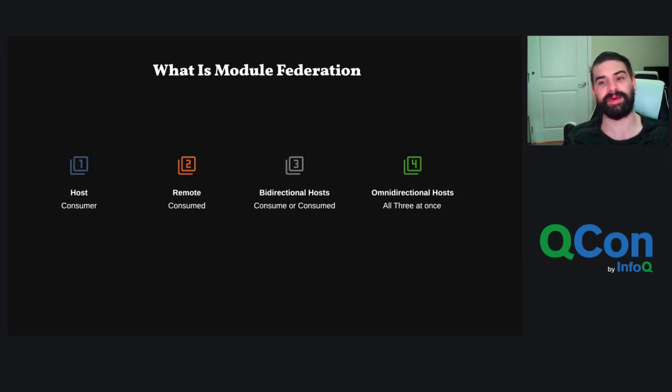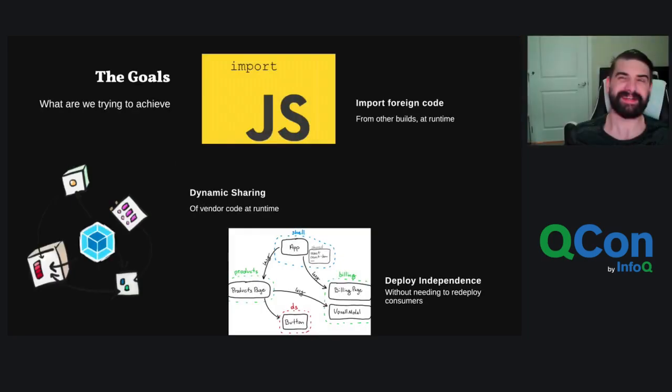Omnidirectionality allows Webpack to negotiate the dependency supply chain at runtime between everything connected to the federated network, then determine which dependency is the best one to vend to the host itself, as well as share across the other remote applications too. So what exactly are the goals of module federation?